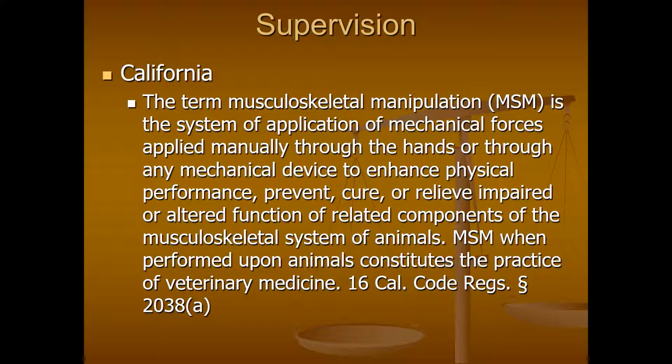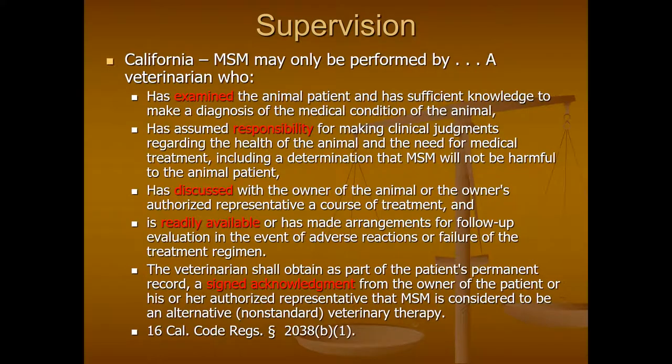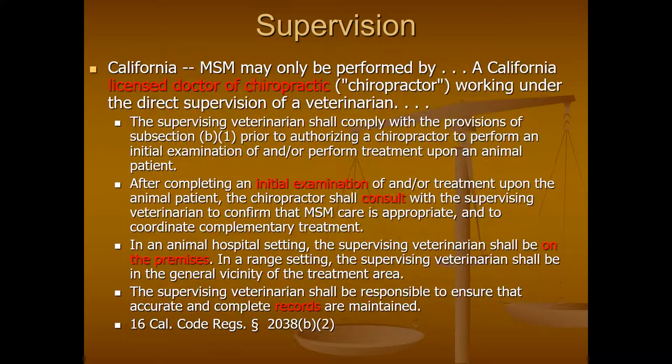California also includes musculoskeletal manipulation within the definition of veterinary medicine and makes it clear that that's regulated by the veterinary board and requires a license. Animal chiropractic may only be performed in California by a veterinarian who has examined the animal, has assumed responsibility, has discussed animal chiropractic with the owner, is readily available to perform follow-up evaluation if an adverse reaction occurs, and has a signed acknowledgement from the client that animal chiropractic is understood as an alternative veterinary therapy. So even veterinarians are restricted somewhat in the way that they can provide animal chiropractic in California.